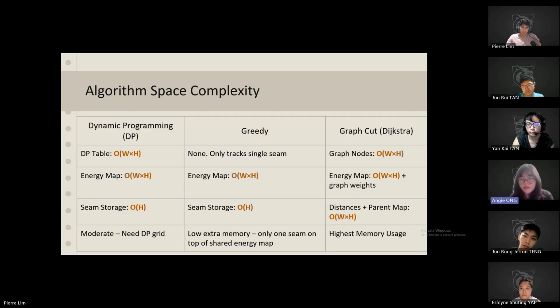So in summary, the greedy approach uses the least memory, DP sits in the middle, and graph cut requires the most. This trade-off often influences which method is best suited for the specific application, depending on the memory available and the level of accuracy required.